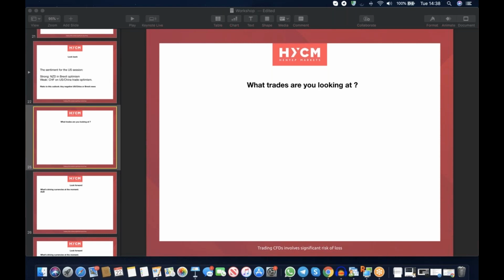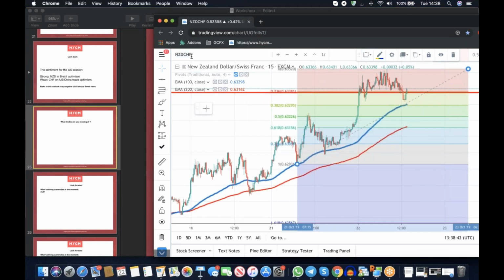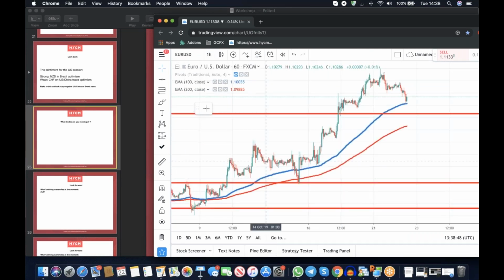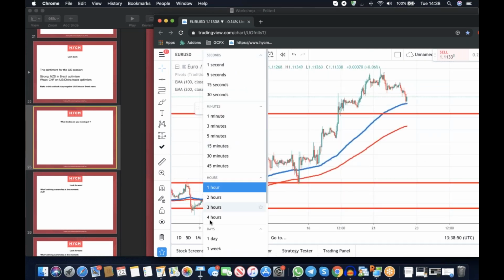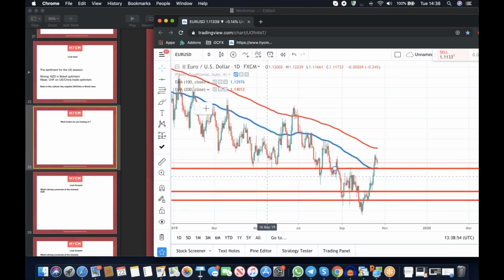Okay, Euro US dollar. Yeah, okay, let's look at Euro US dollar. Let's just pull that chart up. Okay, Euro US dollar. So let's check that off. That's good.